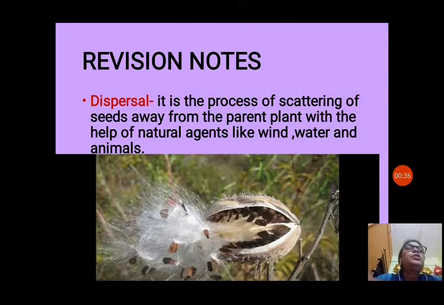So first, revision notes are there. The first point is dispersal. It is the process of scattering seeds away from the parent plant with the help of natural agents like wind, water and animals. So it can be dispersed. The seeds are taken away far from the parent plant so that they can germinate in other places and there will be no fighting for food and water. So it should be scattered.